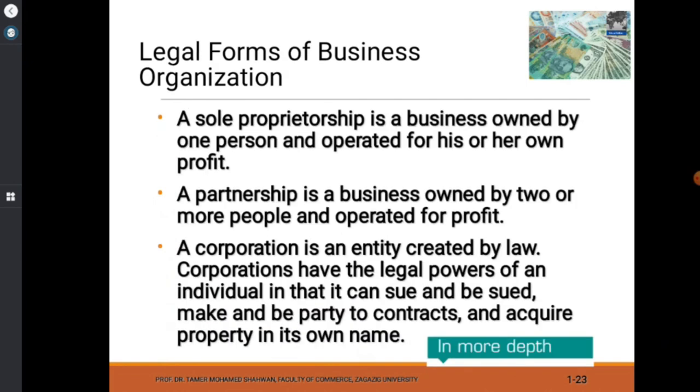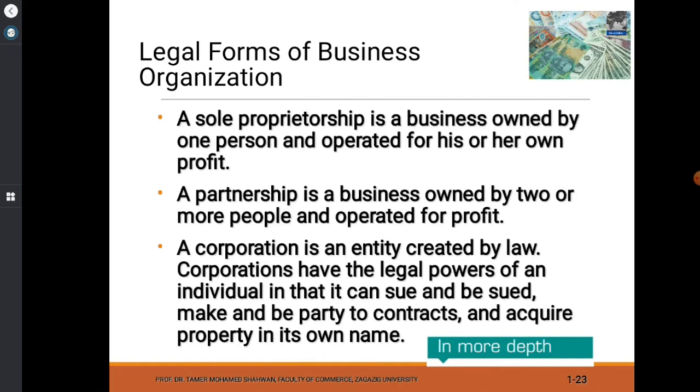Before we make the difference between these three types of business organization, let us give you the technical definition of each one of them. If someone asks me, what is the sole proprietorship? Sole proprietorship, actually, is a business owned by one person and operated for his or her own profit. And one person is the owner of this firm.